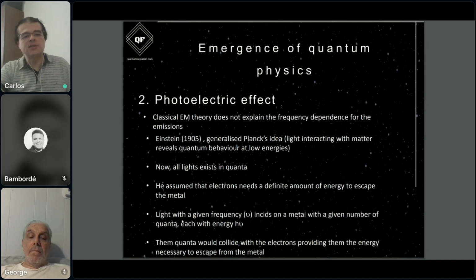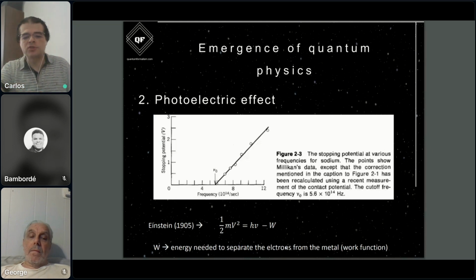And this light with a certain frequency is incident on the metal to explain the photoelectric effect. This light would be incident on the metal with a certain number of quanta, each one with the quantity h nu. That was Planck's postulate to explain the black body radiation. It's the same thing. And then the quanta would collide with the electrons and provide the energy necessary to escape from the metal. So basically all these things are shown here in this picture.